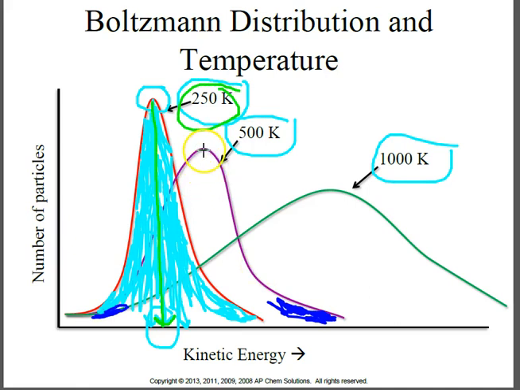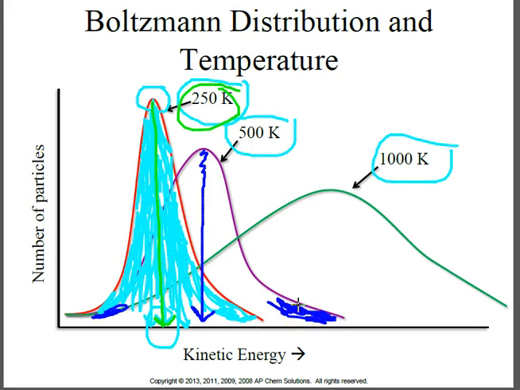And then we have lots of particles with this much energy. And this energy at the peak, that's your average, if you bring that down. So you can see that at 500 Kelvin, our average energy is greater than at 250. And we still have some particles that don't really have a lot of energy, but on average, our particles have more energy than they did at 250.